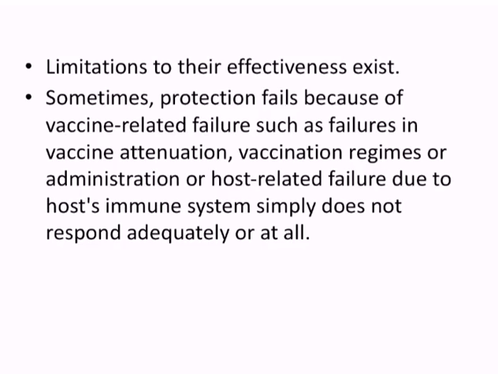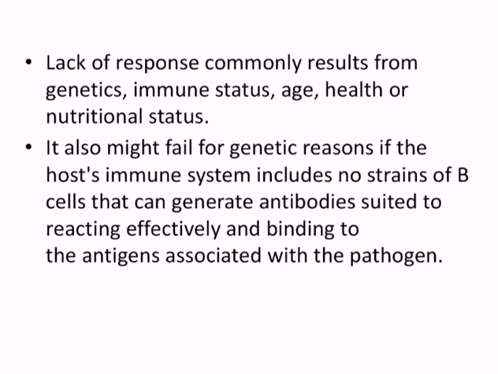ففي بعض الليميتيشن ممكن تظهر في الافكتيفنس بتاع الفاكسينز، في بعض الاحيان البروتكشن فيلز ليه؟ ممكن يحصل نتيجه للفاكسين ريليتد فيلير such as failure in vaccine attenuation او في الريجيم بتاع الفاكسين او الادمنستريشن بتاعه، او النوع الثاني الهوست ريليتد فيلير ودي بتكون ناتجه من الهوست اميون سيستم. The host immune system simply does not respond adequately or does not respond at all. Lack of response commonly results from genetics, immune status, age, health or nutritional status.